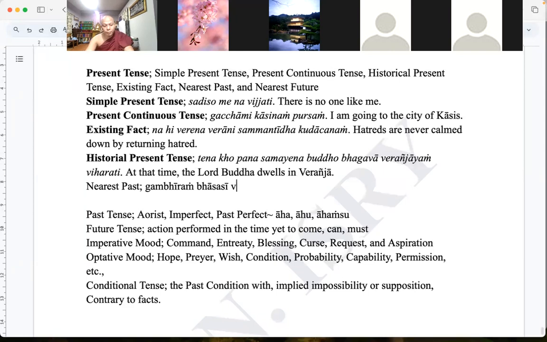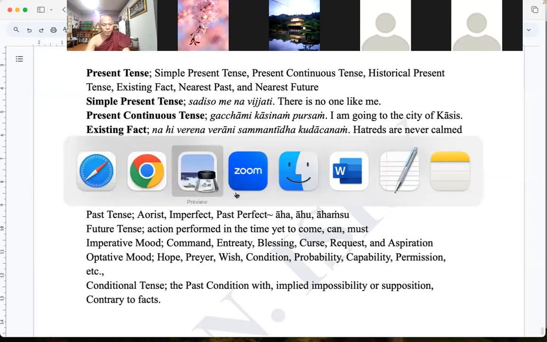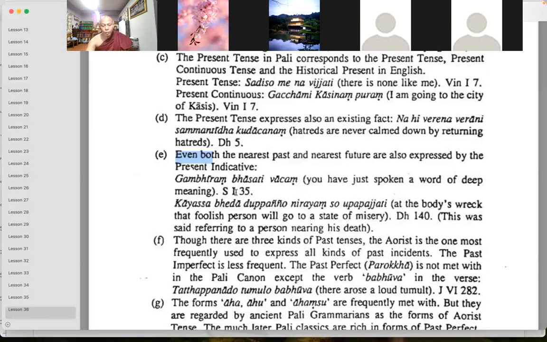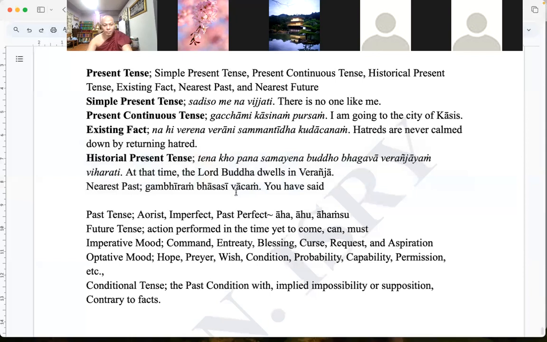Because of meter, short will become long. So you have said, you have just spoken a word of deep meaning. "Gambhiram".